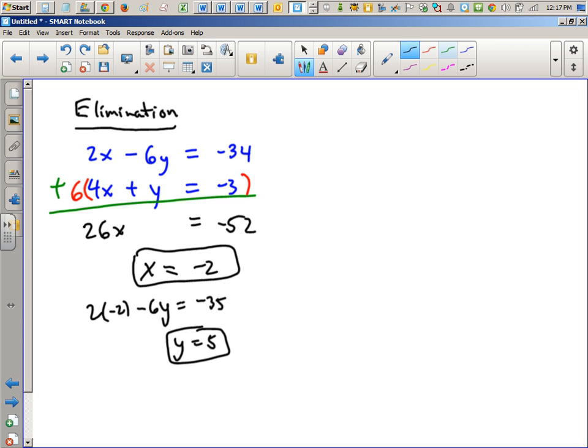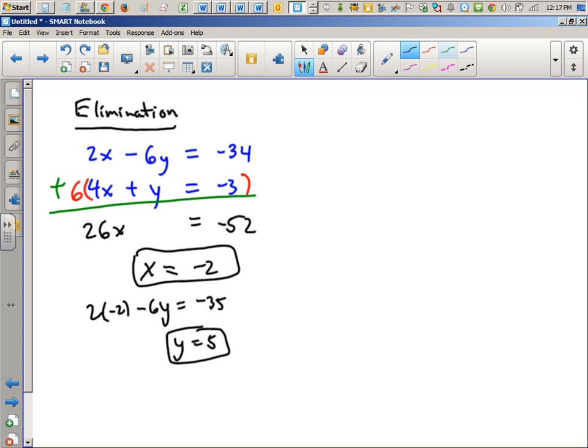Occasionally you do get 0 equals 0, but that has meaning. Okay? It's actually the all real numbers case. Sometimes you get something goofy like 0 equals negative 52. But that has meaning. It just means that you have no solution for that system. It's an inconsistent system.